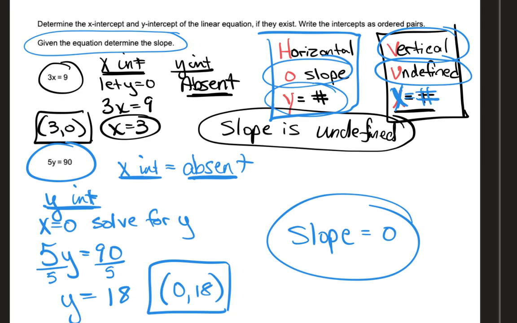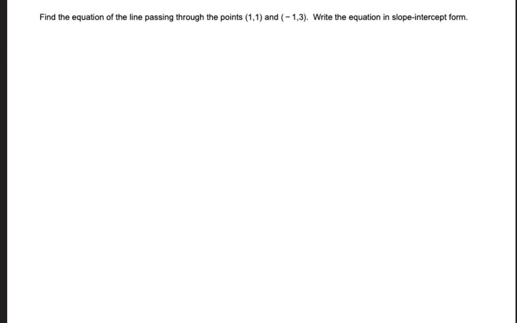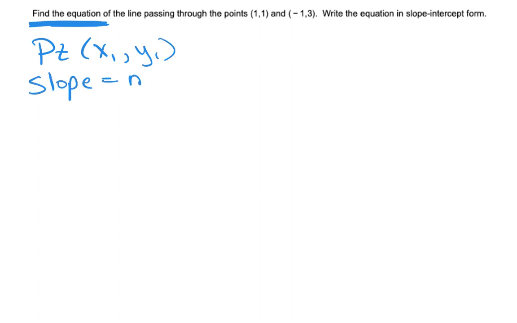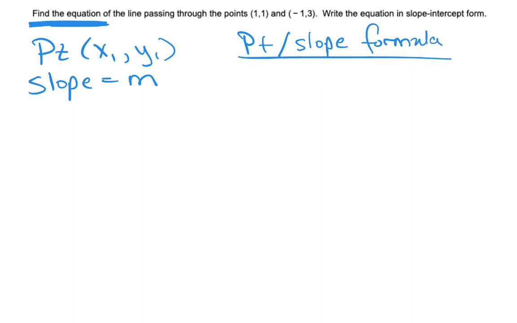Okay, one more to go. I know this isn't long, but one more. Find the equation of the line passing through the points. Whenever I ask you to find the equation, we use the point slope formula, which means you have to have a point and you have to have the slope. Once you have those, the point slope formula is this: y minus y1. And you can plug it in. It's a formula. If you plug that in, that's the equation of a line.